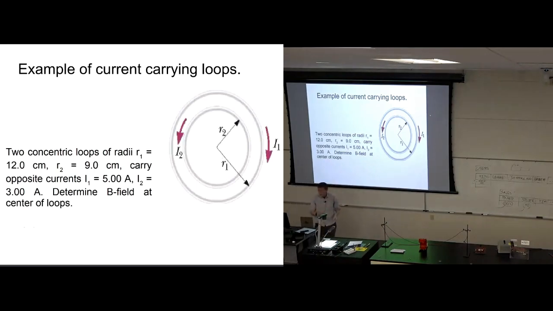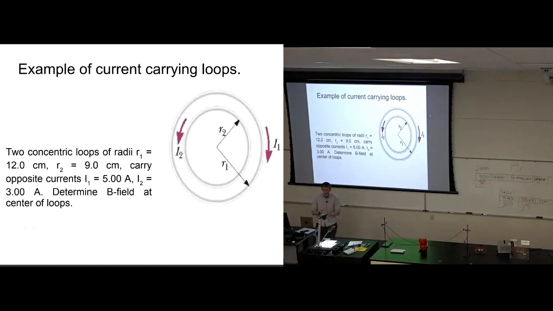We're told the information we need. We need to know the currents in the 2 wires. They're 5 amps and 3 amps. We need to know the distances, the radii of the 2 wires. We're told 12 centimeters and 9 centimeters. So from that information, we're going to calculate the magnetic field.